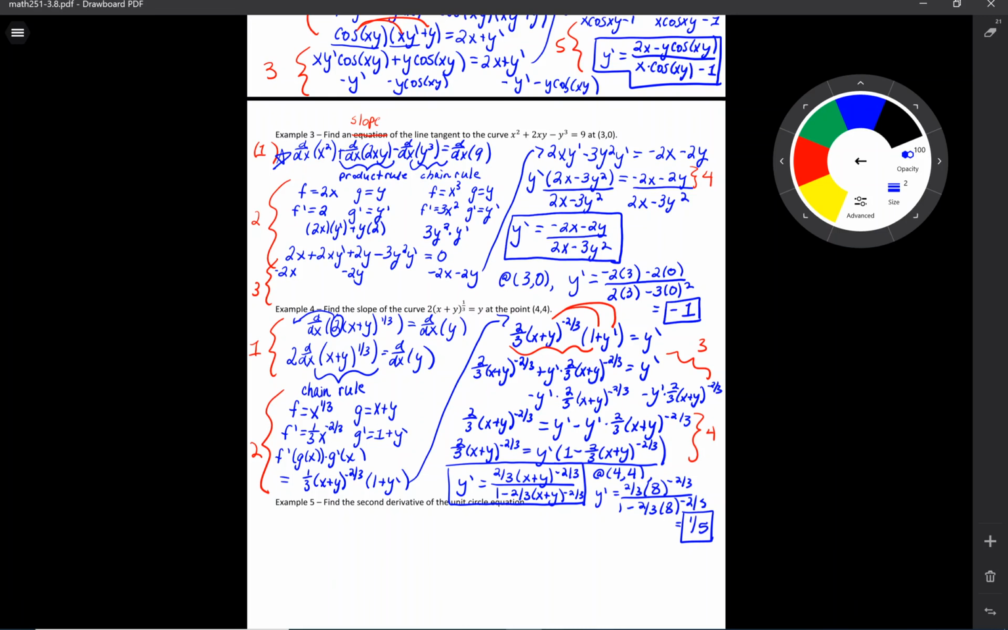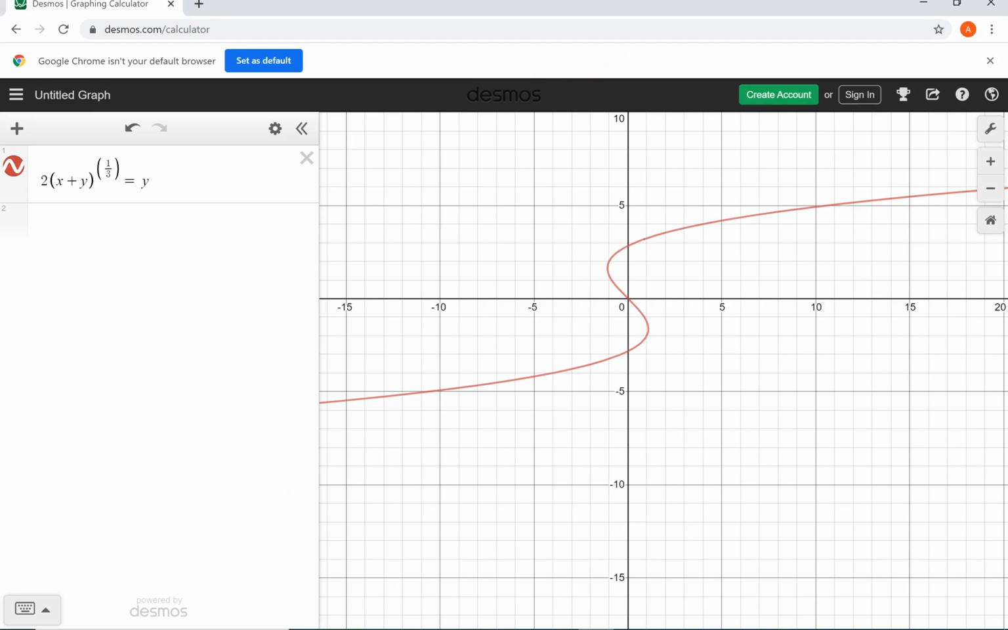1/5. So the slope of our tangent line at the point (4,4) is 1/5. And if we were to look at the graph at the point (4,4), that looks about right. It's a pretty shallow positive slope, so 1/5 makes sense.